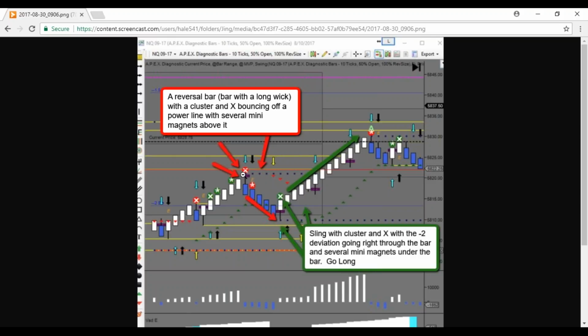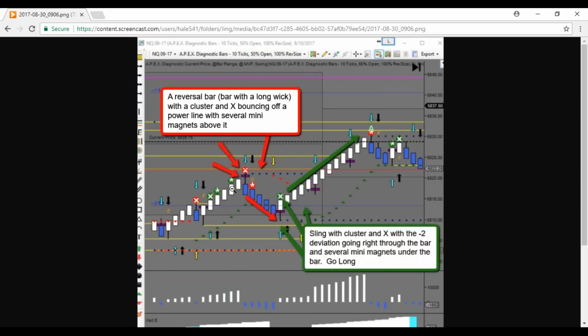I mean, I like reversals off of, just the fact that it's a reversal bar off a level with a cluster is a pretty nice trade, much less a Power X. Okay, actually there was not a mini magnet right here. That yellow line was a mini magnet above it. It's kind of like a double level there.